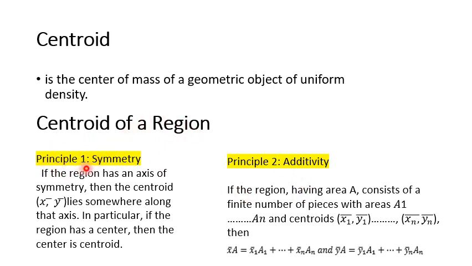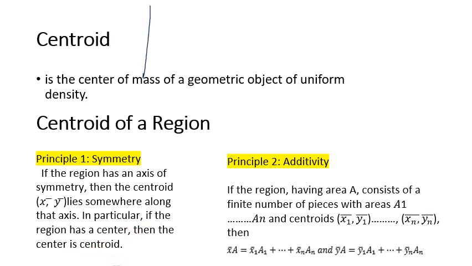The first principle is symmetry. If the region has an axis of symmetry, then the centroid, which let's represent as the coordinates x bar and y bar, lies somewhere along that axis. In particular, if the region has a center, then the center is the centroid.